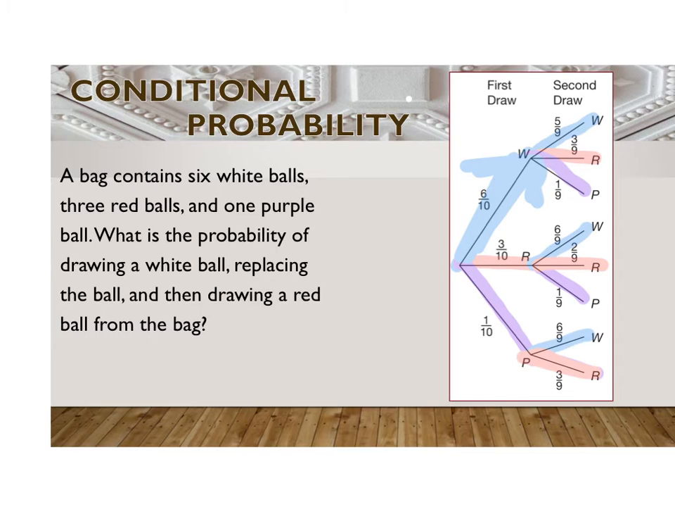A bag contains... What is the probability of drawing a white ball, replacing the ball, and drawing a red? That's going to be the probability of drawing a white times the probability of drawing a red. Okay, so white first, red second.